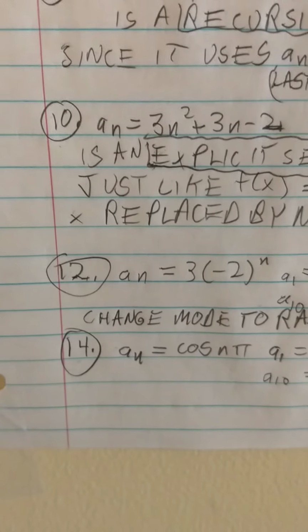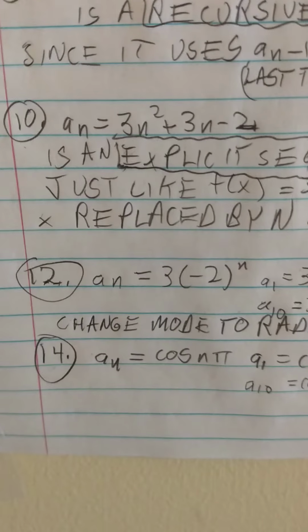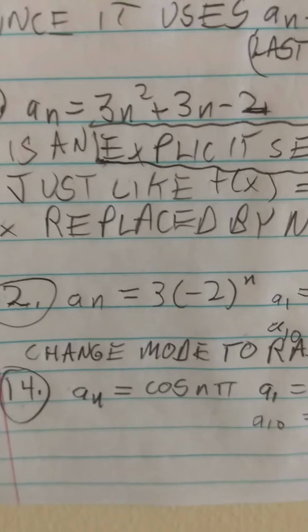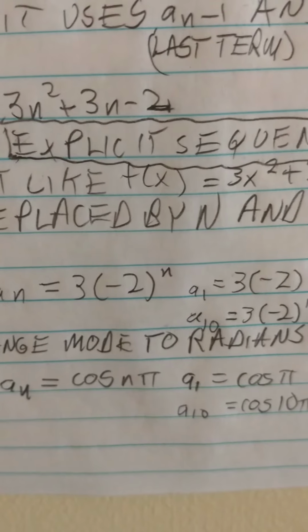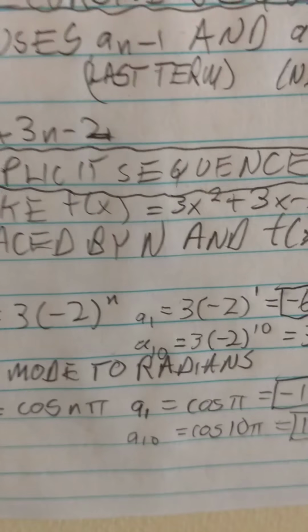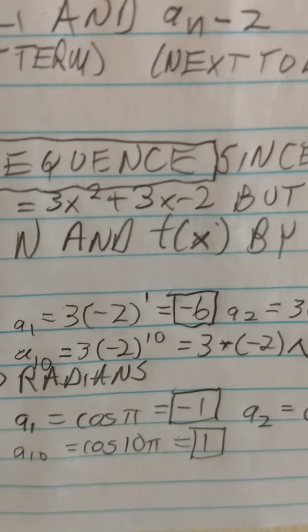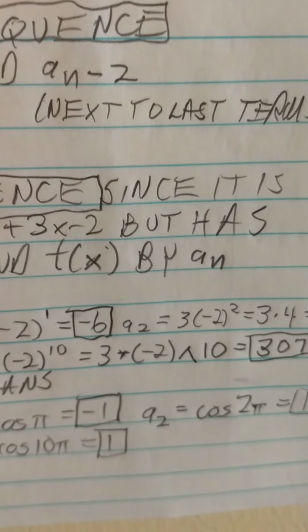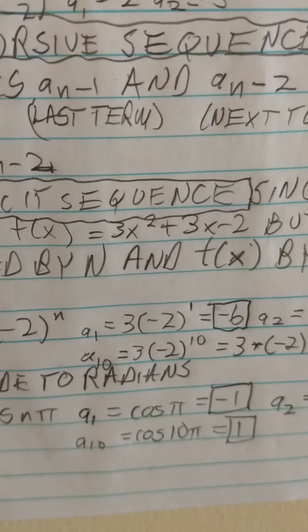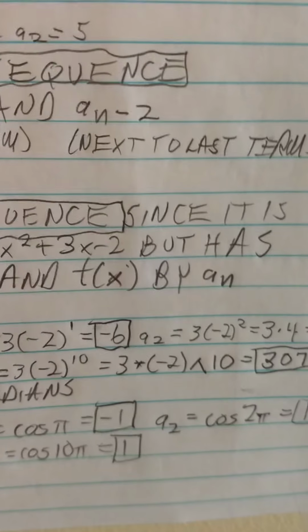Okay? And then problem 12, if we're given the sequence a sub n is equal to 3 times negative 2 to the n, so plugging in for n now, a sub 1 is 3 times negative 2 to the 1, which is negative 6. a sub 2 is 3 times negative 2 squared, which is 3 times 4, 12. And then the 10th one is 3 times negative 2 to the 10.